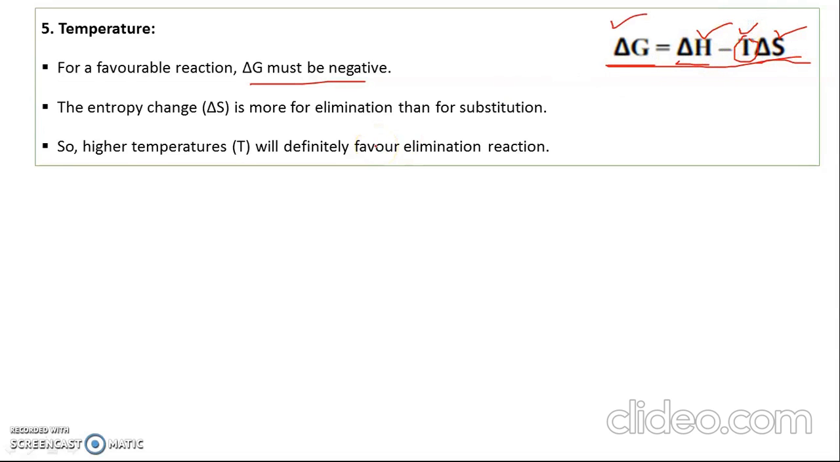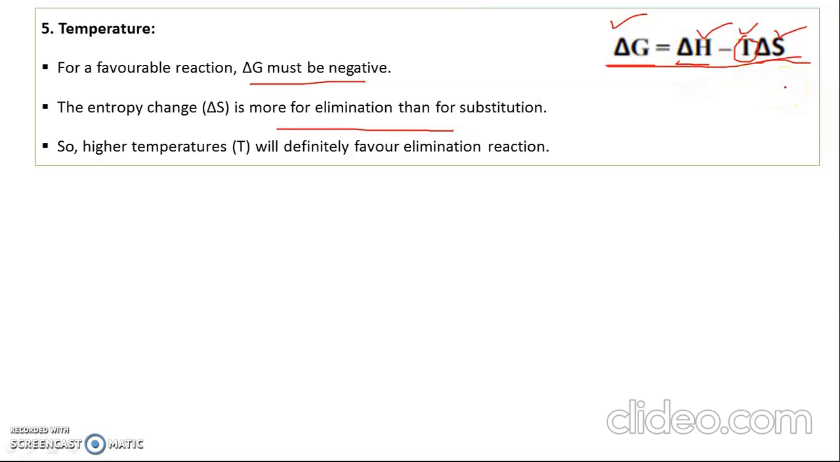Fine. Now we know that in case of elimination, entropy change is high compared to substitution. Why? Because in elimination, starting from 2 species, you are getting 3 species. But for substitution, starting from 2 species, after the reaction also you are getting 2 species. So entropy change is more in case of elimination.